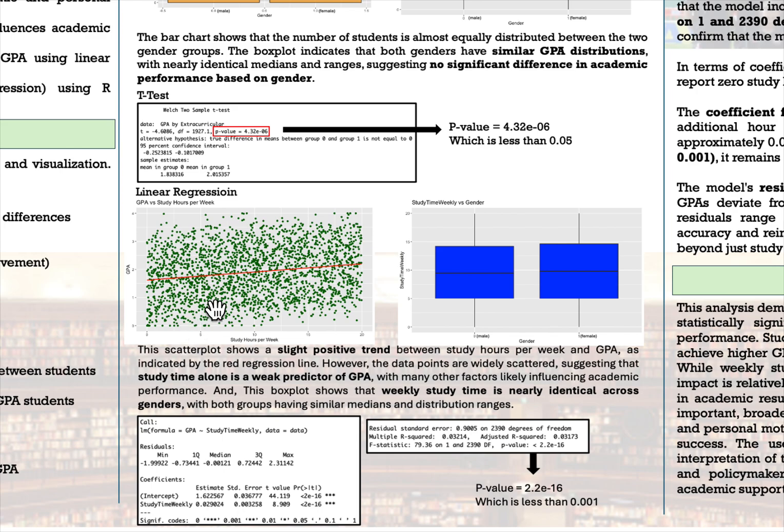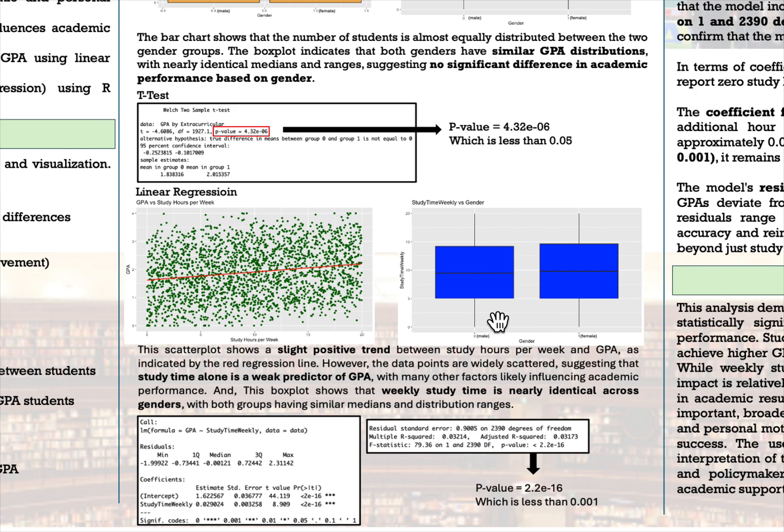the first one, on the left side, is a scatter plot. It shows a slight positive trend between study hours per week and GPA, as indicated by the red regression line over here. However, the data points are widely scattered, suggesting that study time alone is a weak predictor of GPA, with many other factors likely influencing academic performance.